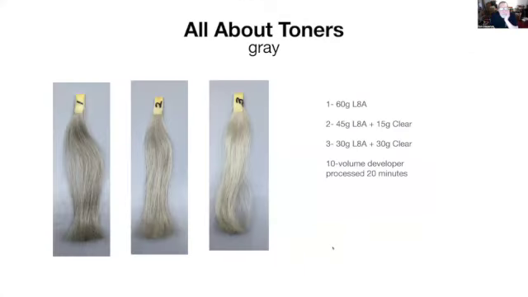Here, I'm going to show you some gray toners. This first one on the left is liquid 8 ash. In this second one, number 2, I diluted it with 15 grams of clear. And you can see that even though it was darker, it's still the same color. But when I diluted liquid 8 ash even more and put 30 grams of clear in it, you can see it's almost become a silvery color.